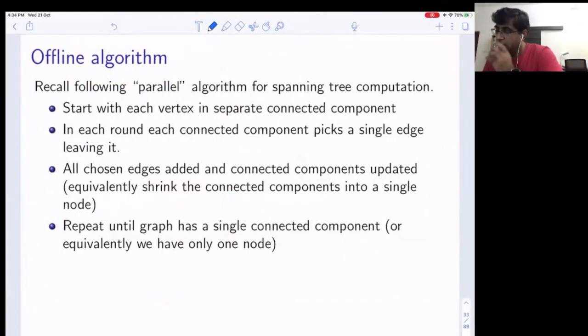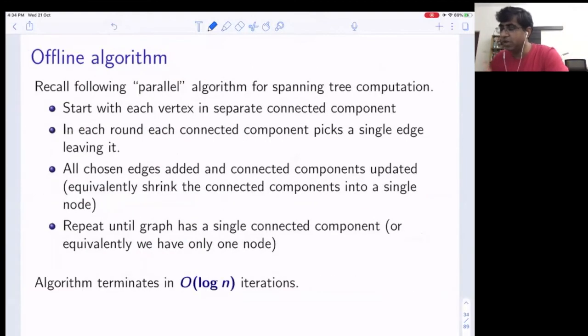So recall that offline algorithm. We start with each vertex in a separate connected component. In each round, each connected component picks a single edge leaving it. All chosen edges are added and connected components updated, or equivalently, we shrink each connected component to a single node. Repeat until the graph has a single connected component. As I have shown you, this will terminate in order log n iterations. It is important that it terminates in order log n iterations. So this is the algorithm we are going to implement.